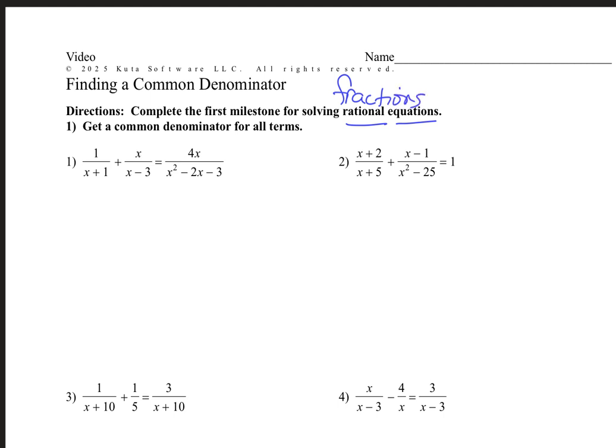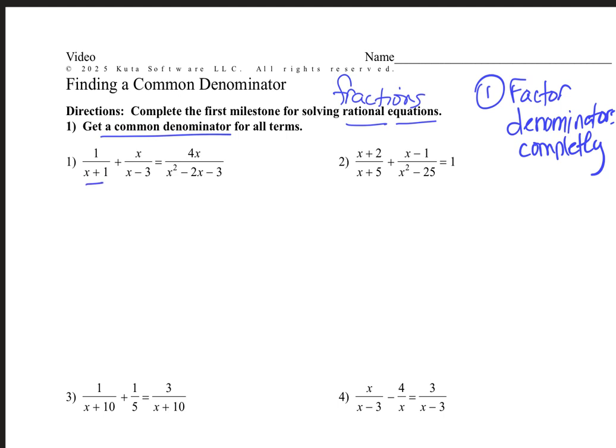So we're doing this in two steps, and the first step is finding a common denominator. What we're going to do is get a common denominator for all the terms. I'm going to go through the process of finding a common denominator, how I go about doing it, and then after that, the solving is just solving like we've been doing, okay? So the first thing you want to do is factor denominators.